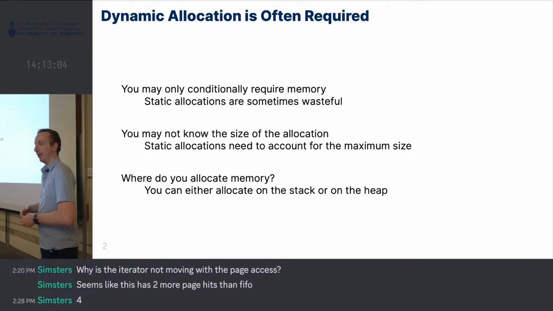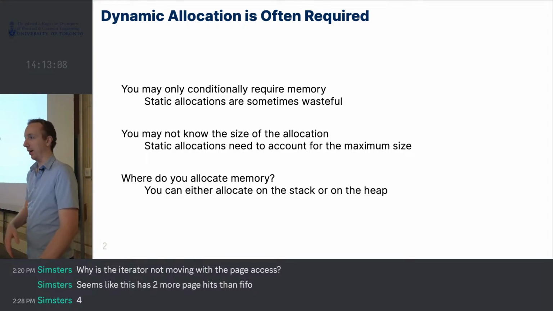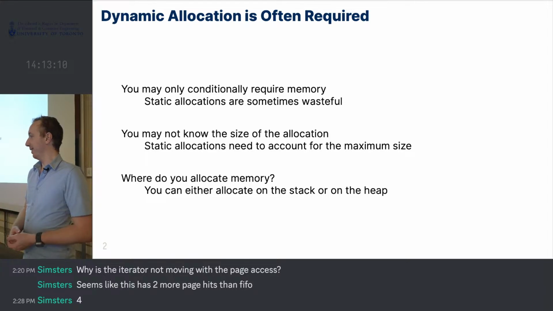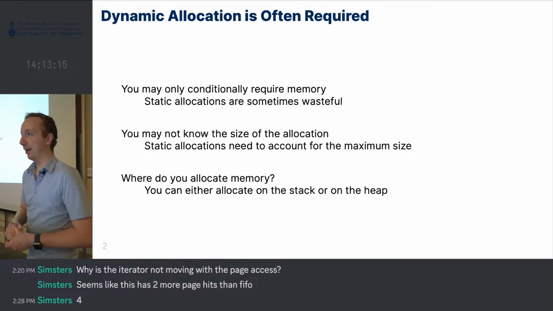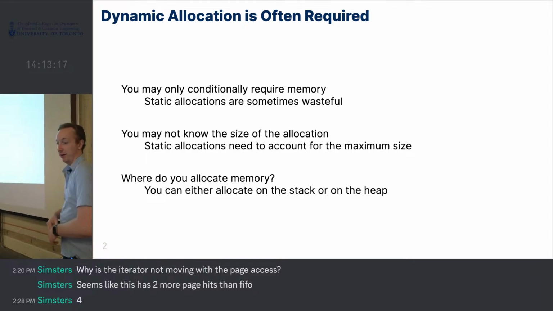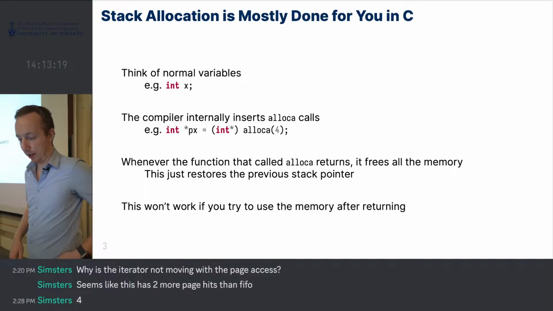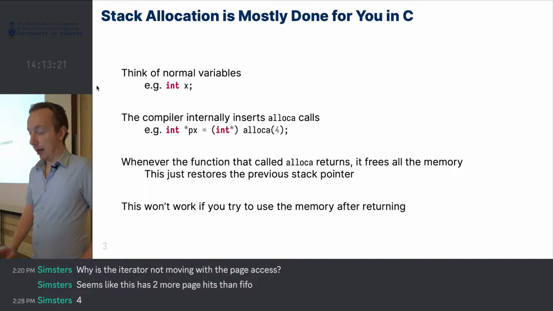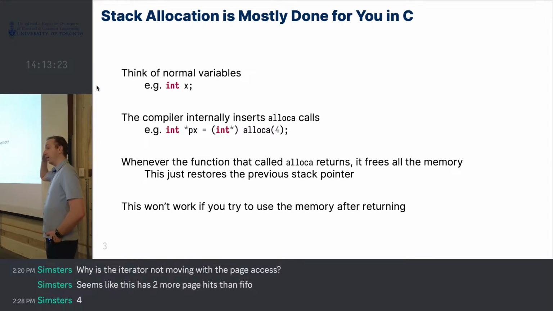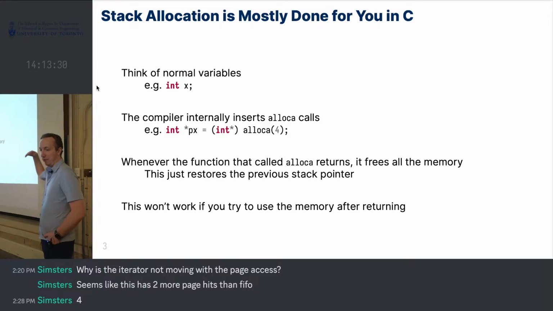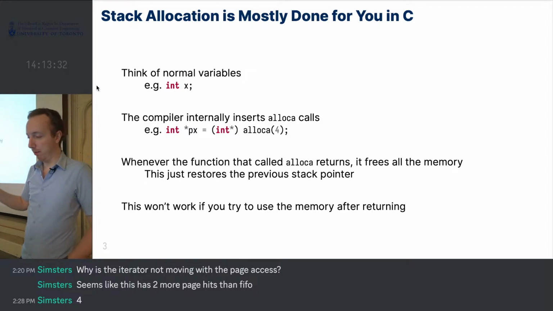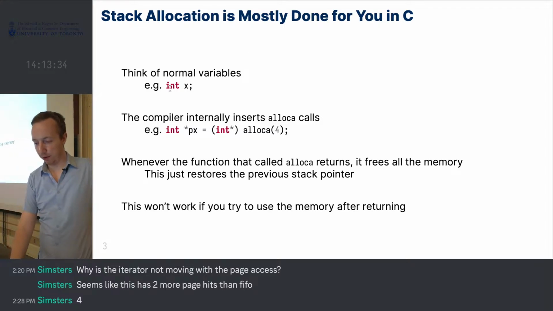Does anyone know how to explicitly allocate on the stack, say if you just wanted 5 bytes instead of just an int? Yeah, there's actually an allocate function for stacks, and it's called, unsurprisingly, alloca. Stack allocation, mostly in C, it does it for you. That's primarily why we use C instead of assembly, because it handles the stack for us, and does the pushing and popping and all that fun stuff.